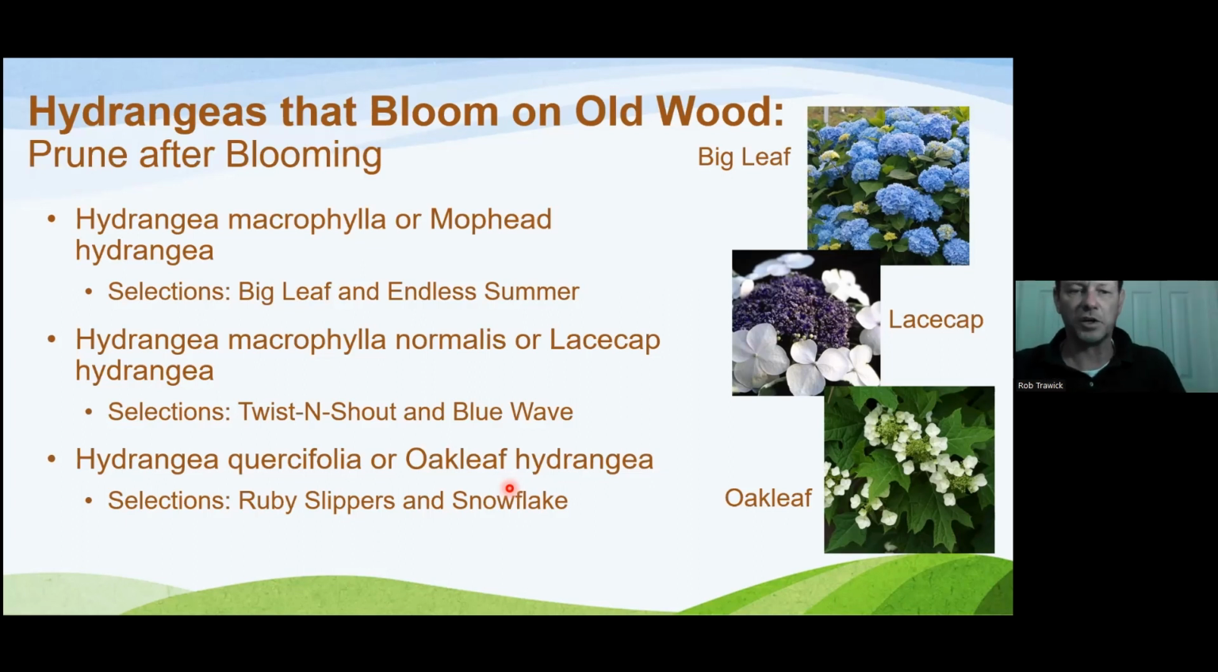The Hydrangea quercifolia, where quercus is oak and folia means leaf, so oak leaf hydrangeas, you want to prune those just like what we talked about earlier. There are some really neat selections of the oak leaf hydrangea. A lot of them depend on the overall height and width these guys get, but there are some really neat selections like Ruby Slippers and Snowflake that are great hydrangeas to look into.